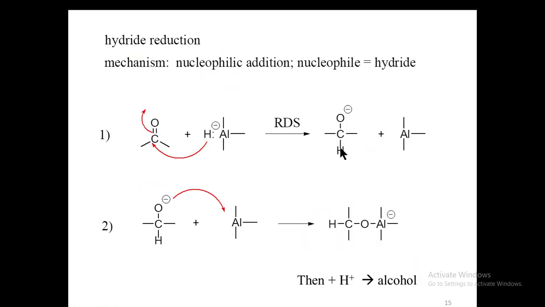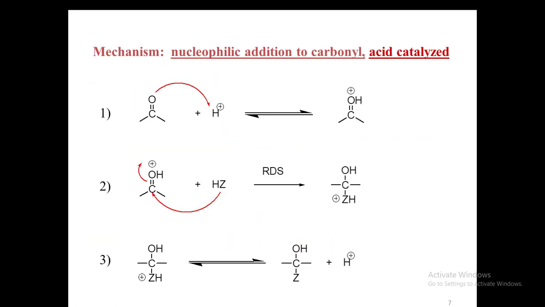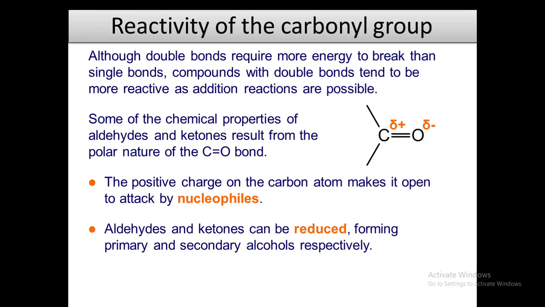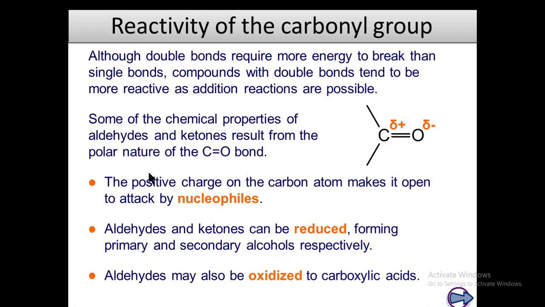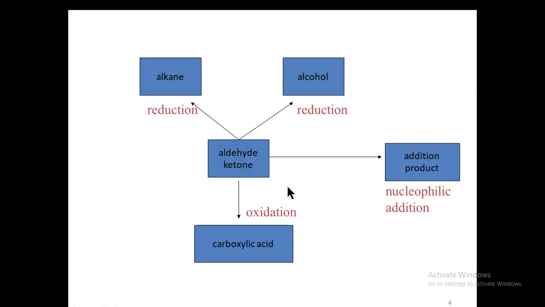So the summary of this lecture is mainly three types of reaction: nucleophilic addition, reduction, oxidation. Nucleophilic addition, addition of alcohol, addition of cyanide, similarly amine and amine derivative. Reduction, reduction into alcohol, reduction into hydrocarbon, oxidation, oxidation into carboxylic acid. These are the major reactions that are shown by aldehydes and ketones.